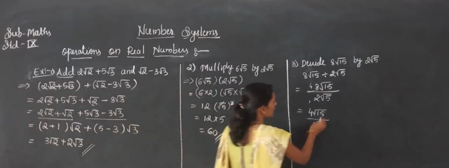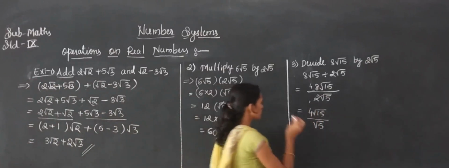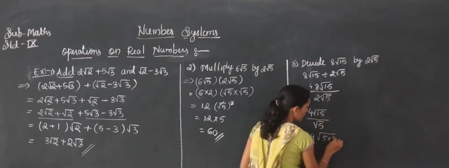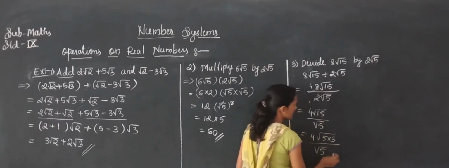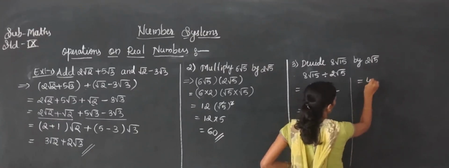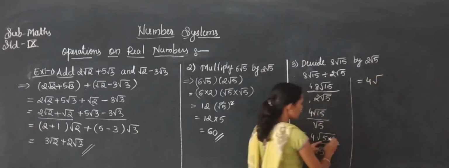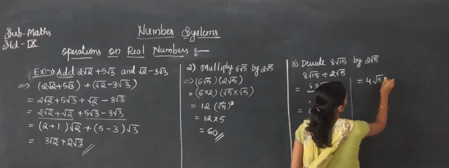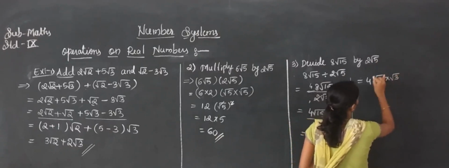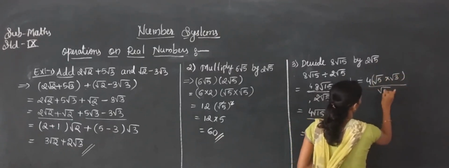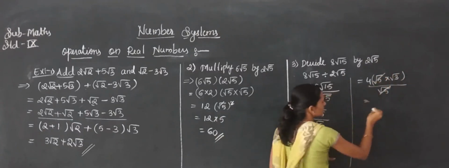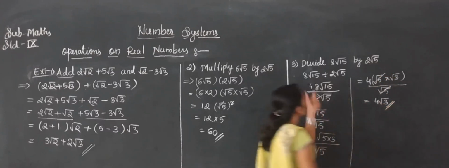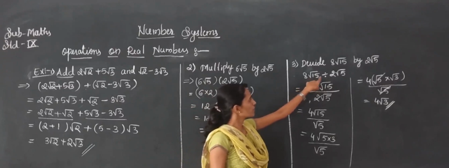Because this is root 5 here and root 15, root 15 is a multiple of root 5. So this we can write as 4 root 15; we can write 15 as 5 times 3, divided by root 5 as it is. So 4 into root 5 into 3. We can take a different root for each: root 5 into root 3, divided by root 5. So what will it be? Root 5 gets cancelled. What remains? 4 root 3.